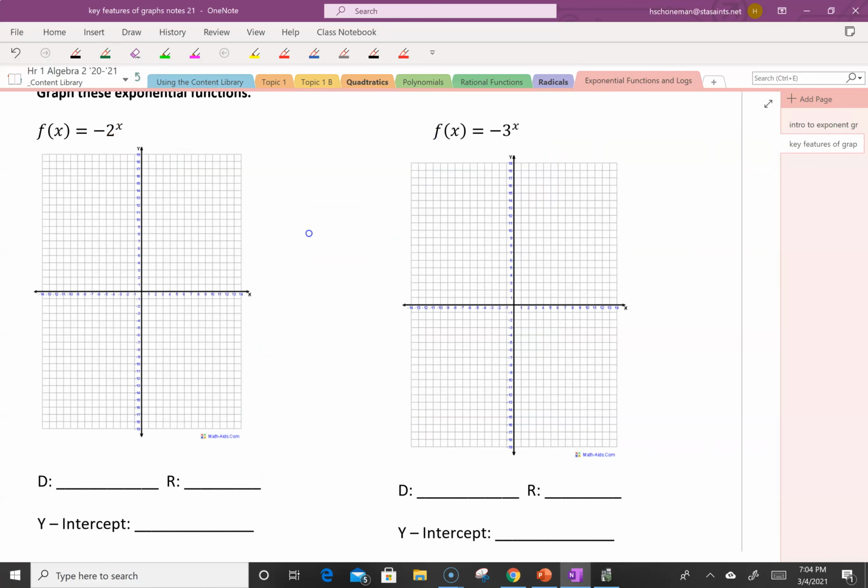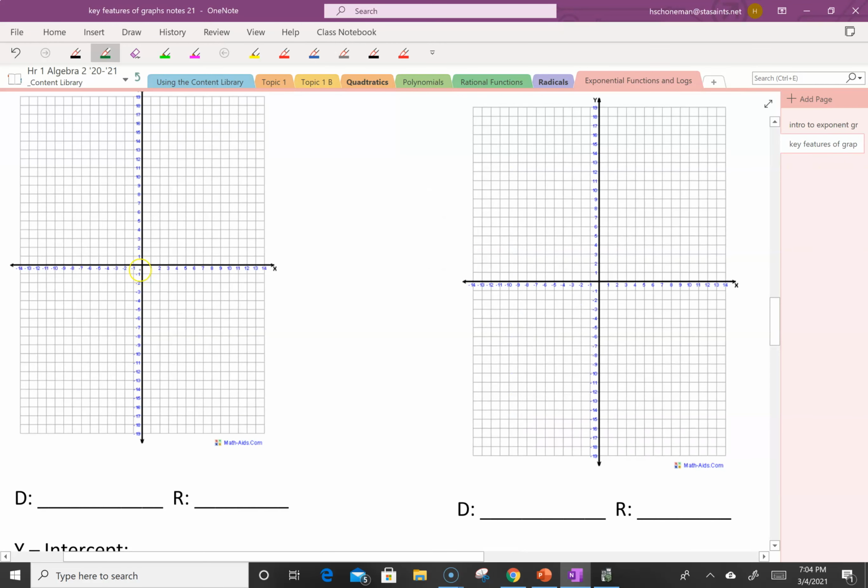So negative 2 to the x. Now, instead of starting at 0, 1, it's a reflection, so it opens down. So it's 0, negative 1. And then I've got 1, negative 2, 2, negative 4, 3, negative 8. That'll be enough for right now. Negative 1, negative 1/2. So this looks like that. It's not perfect. I'm not good at drawing them upside down. Okay, this one at 0, negative 1, 1, negative 3, 2, negative 9, negative 1, negative 1/3. So there is our graph this way.